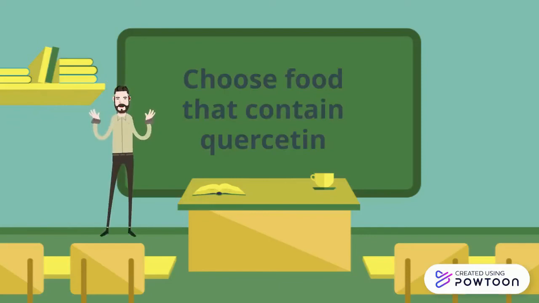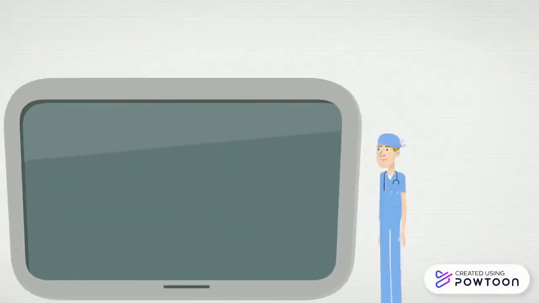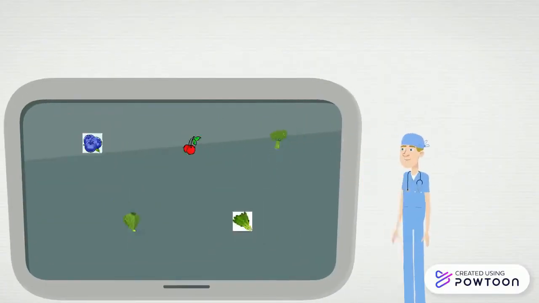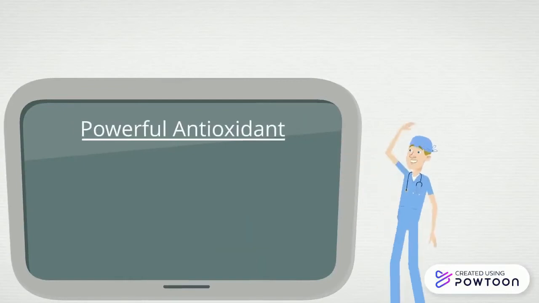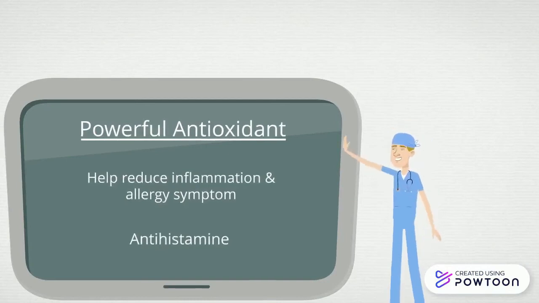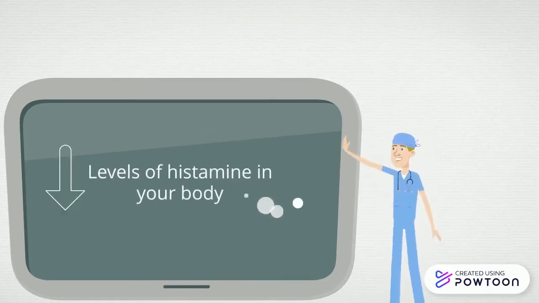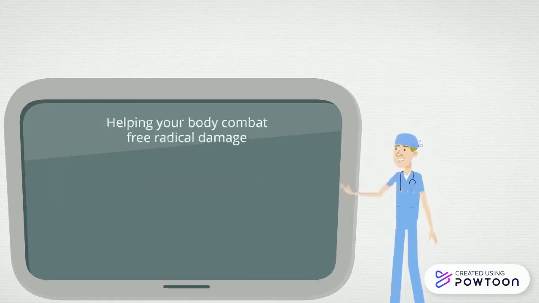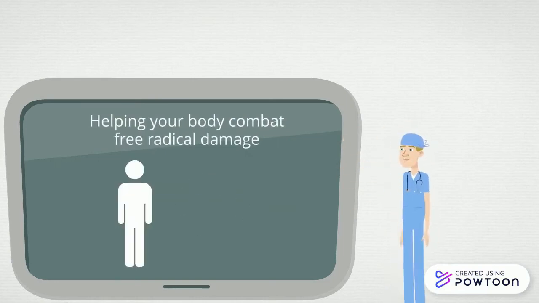Third, choose food that contains quercetin. This includes fruits and vegetables. It is also a powerful antioxidant that helps to reduce inflammation and allergy symptoms, and also an antihistamine, reducing inflammation as well as levels of histamine in your body, and also helping your body combat free radical damage.